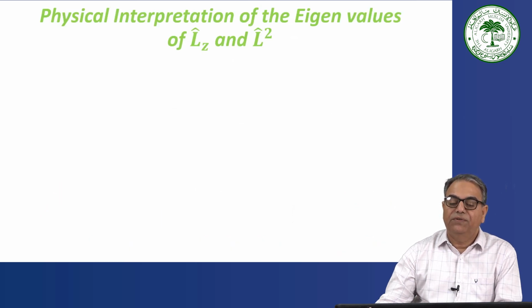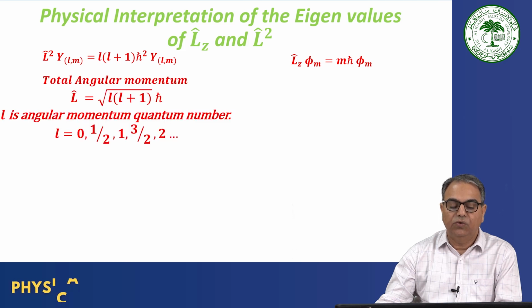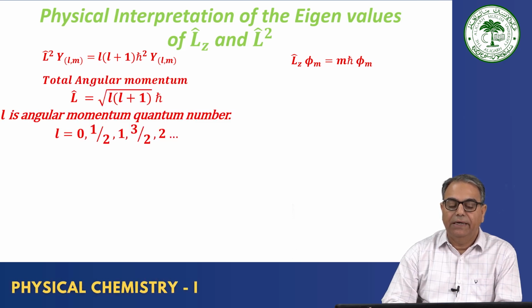Now, what is the physical interpretation of the eigenvalues of Lz and L square? We operated and we got the eigenvalues. Now, how do we physically interpret this? These are the two relationships which we did in the previous lecture. Now you see the total angular momentum L is given as root under l into l plus 1 h cross, where small l is the angular momentum quantum number. That's the azimuthal quantum number you say. Okay.